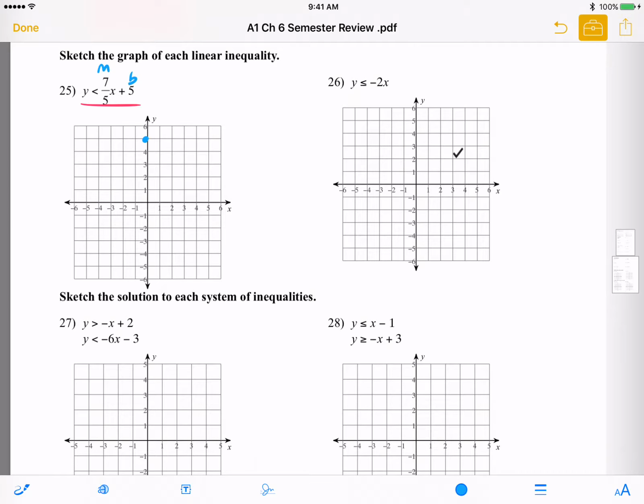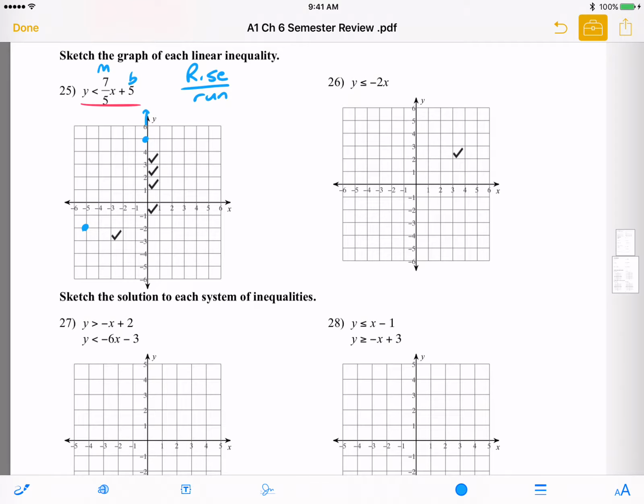So if I look here, my slope, if you remember, is rise over run. So remember here, I have to rise 7 and run 5, okay? So if you notice here that if I rise 7 up here, I'm going to go off the graph. So instead of rising 7, I'm going to go down 7. 1, 2, 3, 4, 5, 6, 7. And I'm going to go over 5. And now I'm going to go backwards left. 1, 2, 3, 4, 5. So I put a dot there.